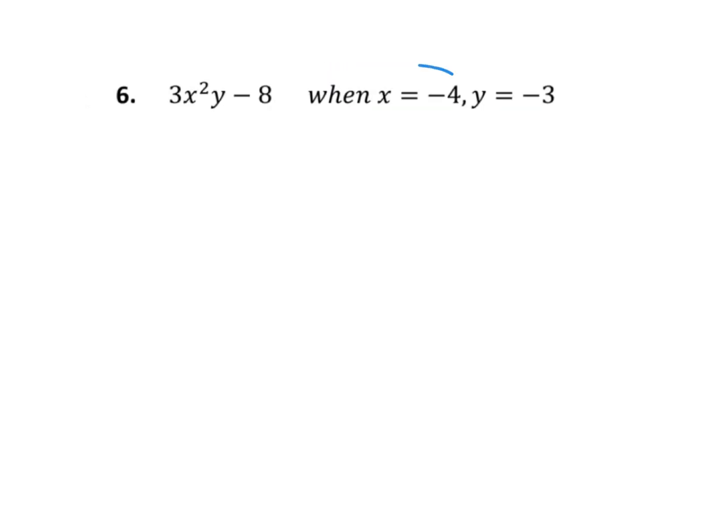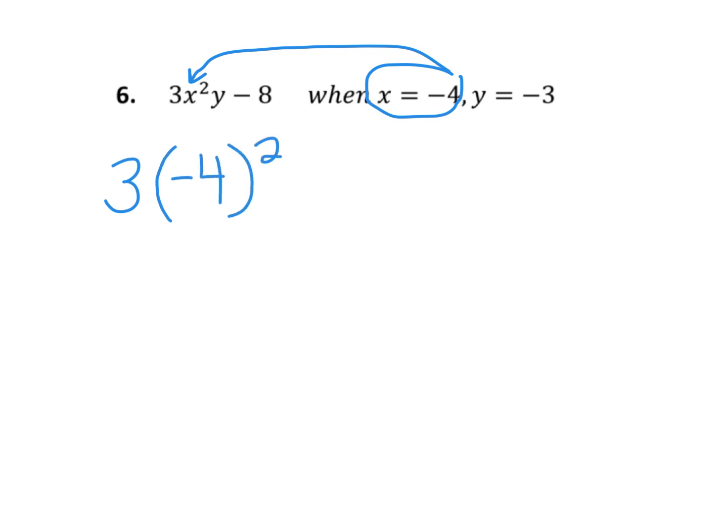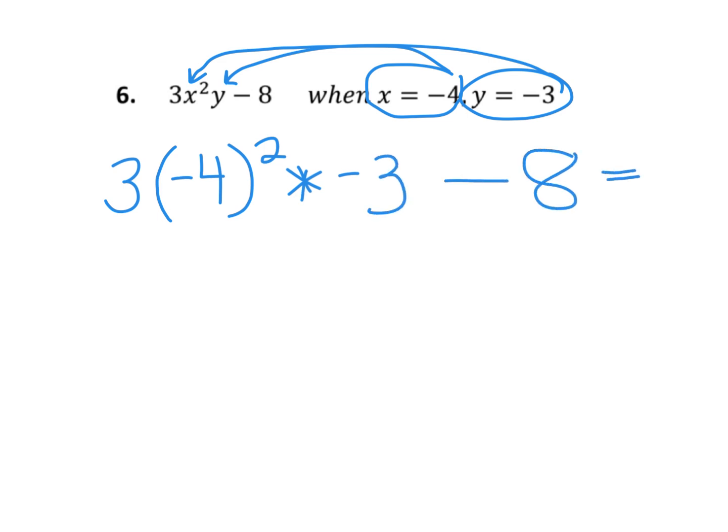Okay, so let's see. We're putting a negative 4 in place of x. And hopefully we'll recognize that, yep, we do need parentheses because we're putting a negative number in place of a variable and it has an exponent. Now, when I put the negative 3 in place of the y, I really don't need any extra parentheses, but I will put a times in there. And then it says minus 8 at the end. So you could stop and see what you get. If that works out correctly, you should get negative 152.